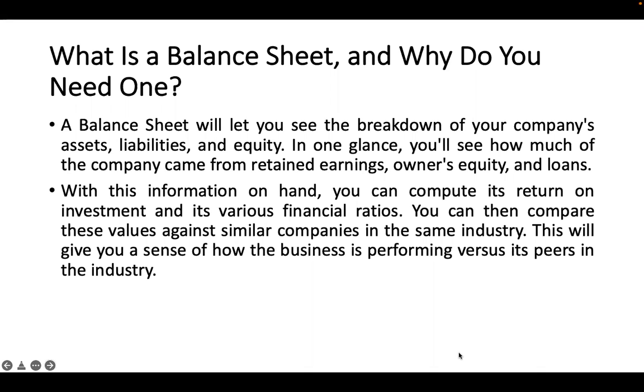First one is assets, and then liabilities and equity. In one glance, you will see how much of the company came from retained earnings, owner's equity, and loans. So just by seeing it at a glance, we can easily understand the company's retained earnings, owner's equity, and loans. With this information in hand, we can compute its return on investment.